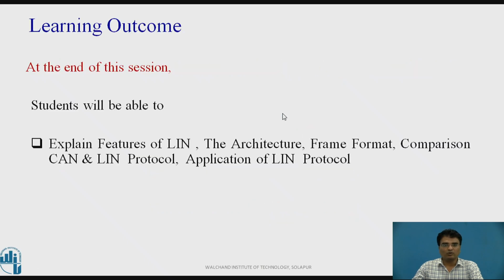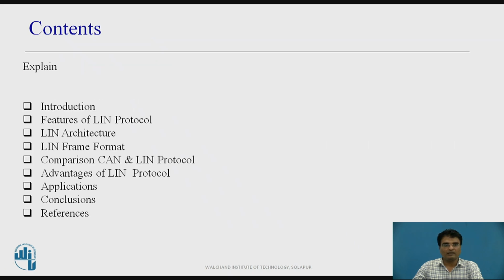Learning outcome: at the end of this session, a student will be able to explain the features of LIN, the architecture, frame format, comparison of CAN and LIN protocol, and applications of LIN protocol. Content: in this LIN protocol, we have to discuss the introduction part, features of LIN protocol, LIN architecture, LIN frame format, comparison of CAN and LIN protocol, advantages of LIN protocol, applications, conclusions and references.